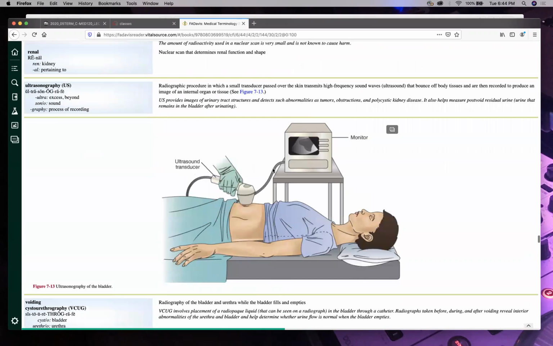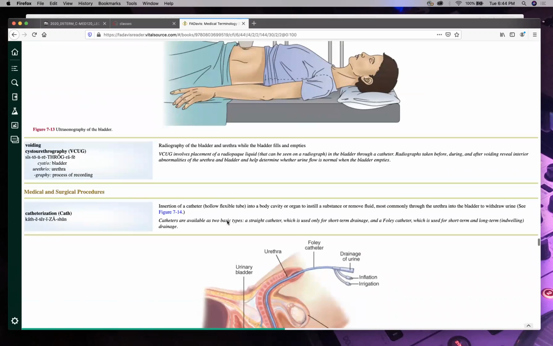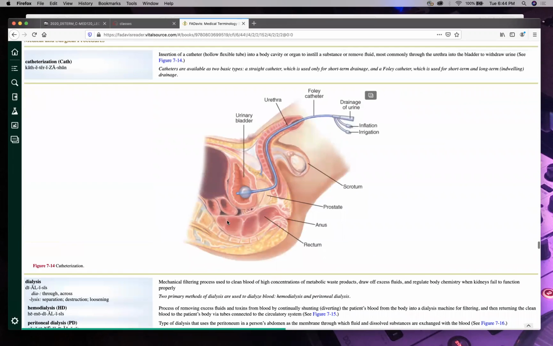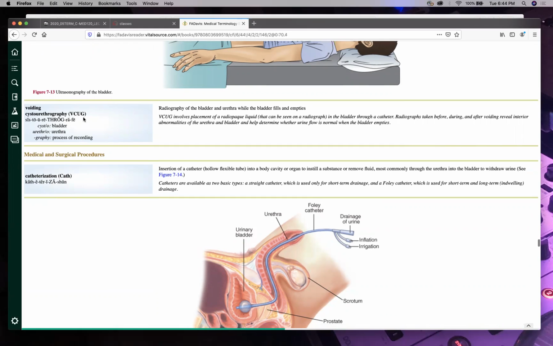urethra. You could also do ultrasound, which is really neat. VCUG, voiding cystourethrography, and again, it's the same thing. I make you either drink or I put through your IV radioactive material, and then we can take multiple X-ray films of you urinating, and it can show the urinary bladder.